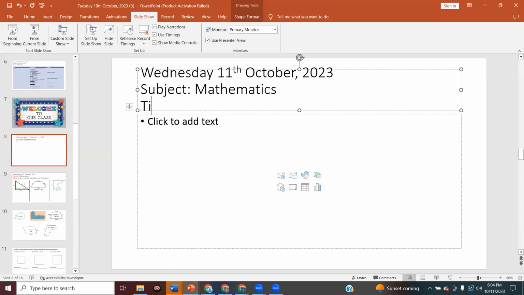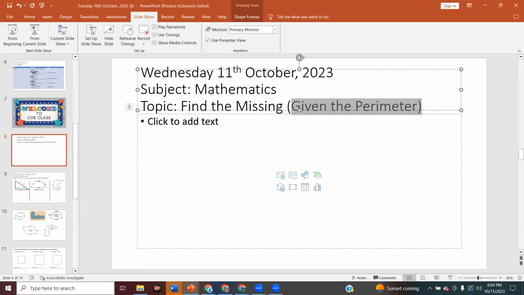So the topic is going to be what happens if I want you to find the missing side, but I give you the perimeter. That's what we're going to be looking at today. I give you the perimeter, but I want you to find the missing side. So given the perimeter, find the missing side. That's what our task is going to be for today.